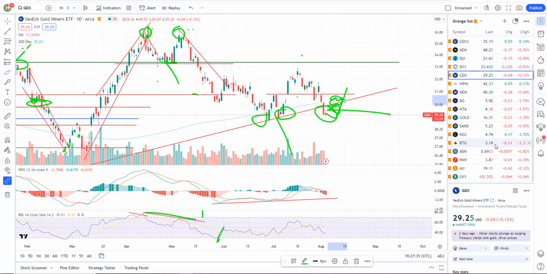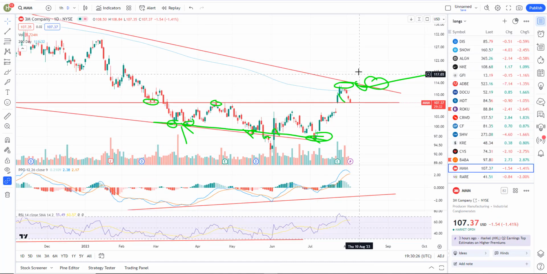I can't make a strong case right now on some of these miners to add to any positions. If you own this GDX, I don't think it's a sell. I don't really see a sell signal, but I don't necessarily see any clear signs to buy. So I'm kind of mixed on that one. I need to wait for more information.